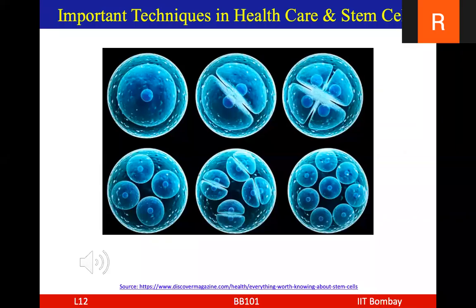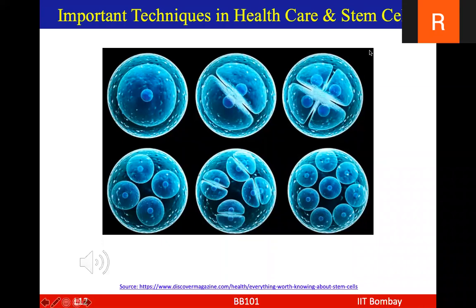Certain important techniques which are very important in healthcare. And basically the learning objective of this class is that whatever you have learned in the first 11 lectures, at least some of the concepts, you can think how, by learning the basics, you can solve some of the problems of healthcare. For example, COVID-19, many of you heard that COVID-19 infection is on the rise.